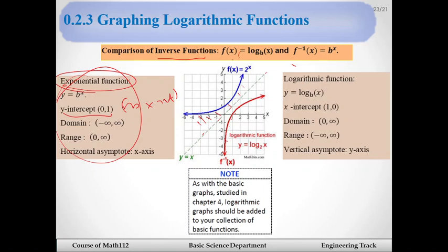Now, the logarithmic functions and the exponential functions should be two of the basic functions in your library, in the library of your brain or in your mind. Because in calculus and other courses, the teachers will use these functions, so you have to know them.